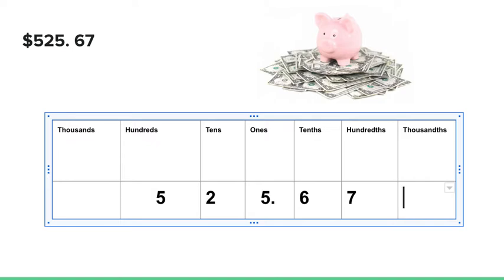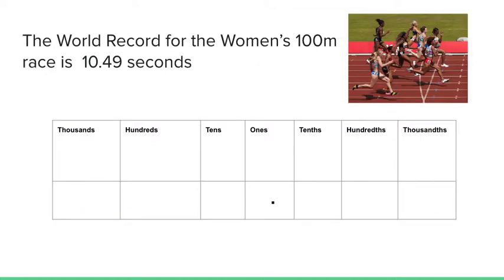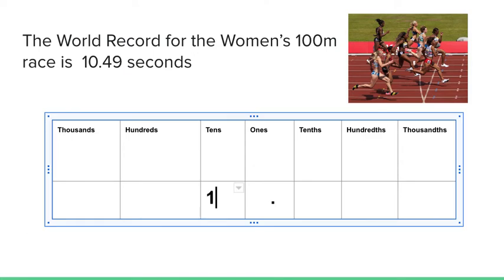We'll look a little bit more at this in just a second. Now let's use another example. The world record for the women's 100-meter race is 10.49 seconds. So if we were to place this in a place value chart here, we'd have 1 for the tens column, we'd have 0 for the ones, and then we would have 49 hundredths.